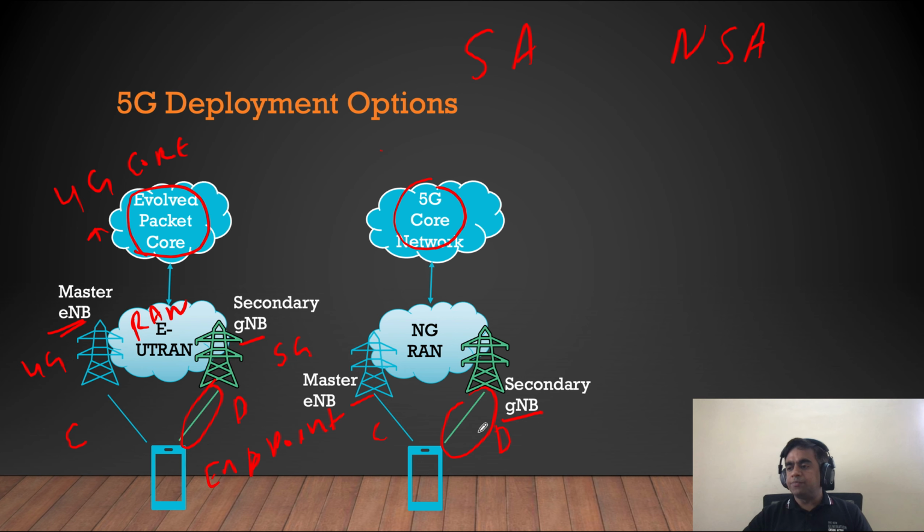So this is actually your non-standalone deployment where you have the 4G core or the 5G core, but your access is still working on the 4G. The E node B is acting as a master, and you have this dual connectivity where you are getting more throughput. So you can use this channel also for the data. So in this way, it is serving the dual connectivity, and you get more throughput.